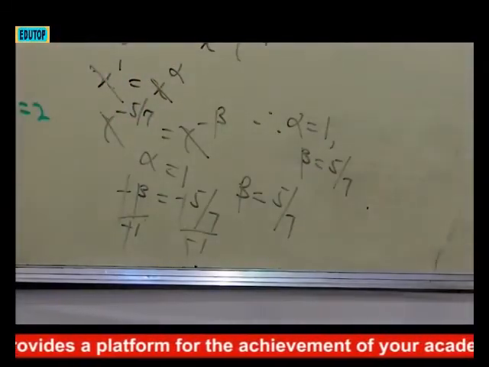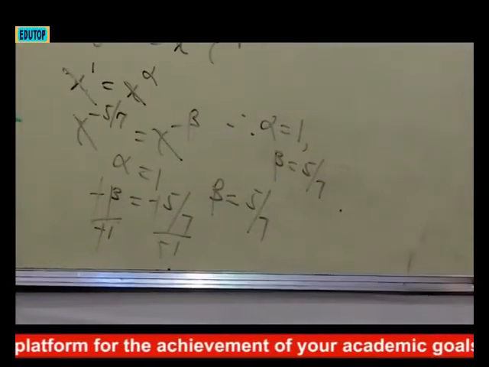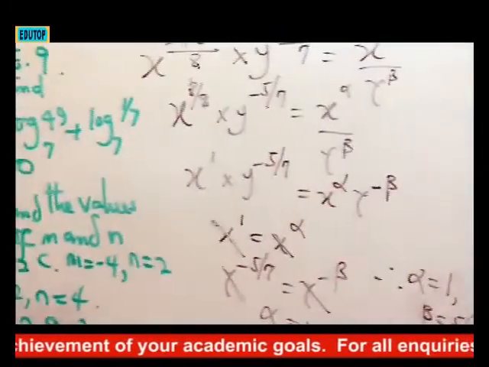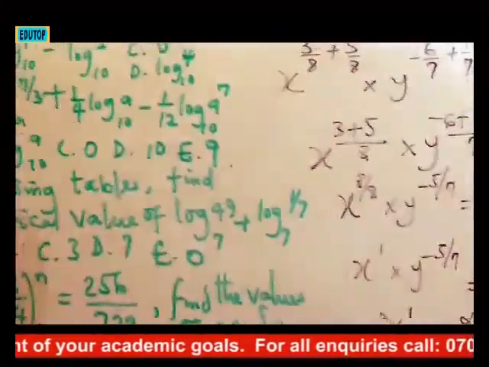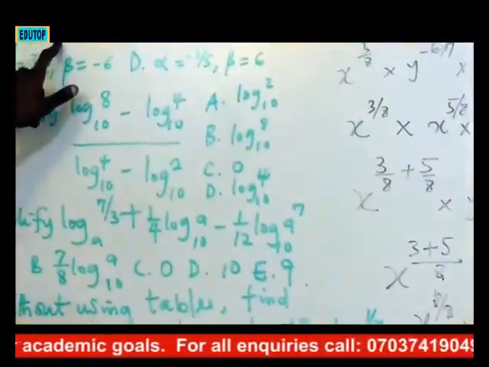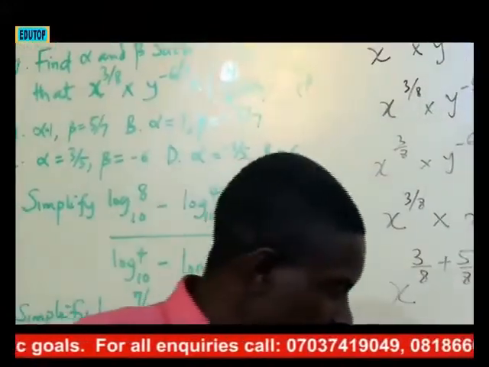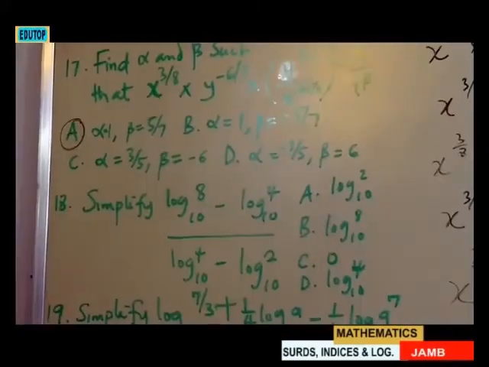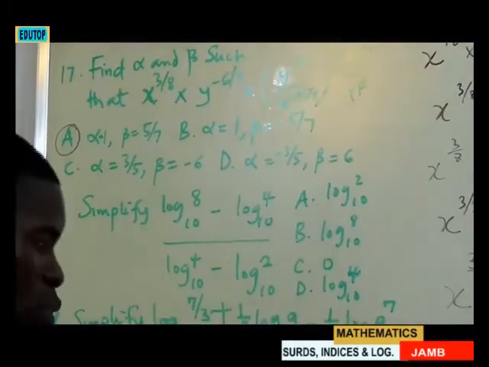So to go to our options here, try to look at the option that will match what we have. We have alpha equals 1, beta equals 5 over 7. So therefore, option A is the answer to the question.